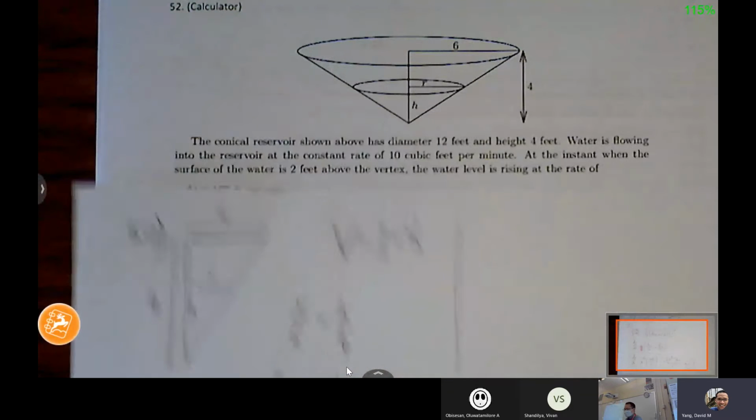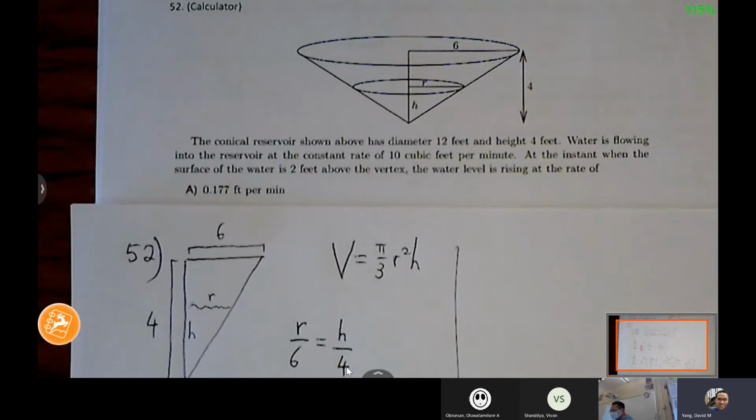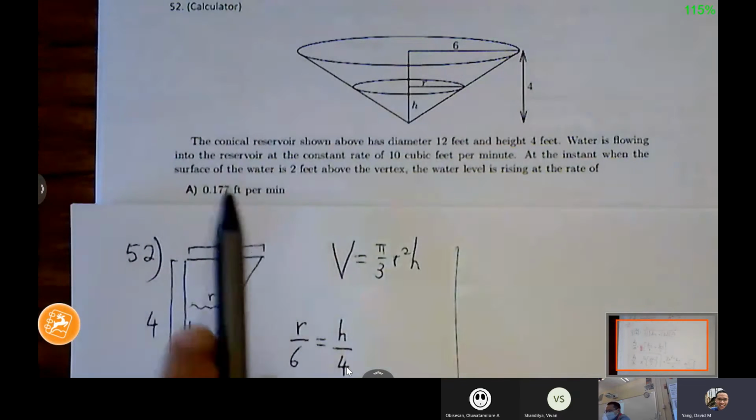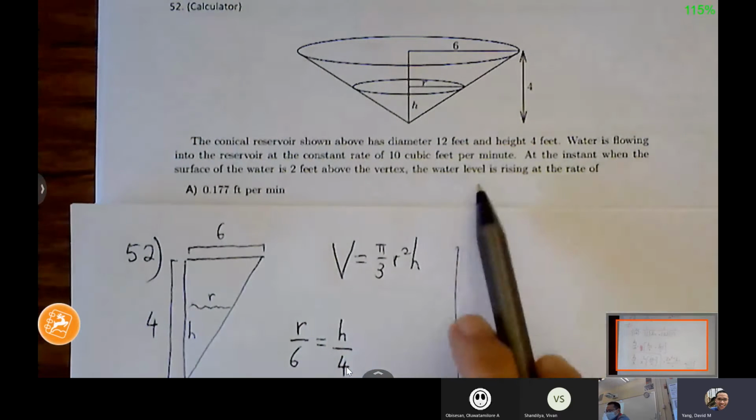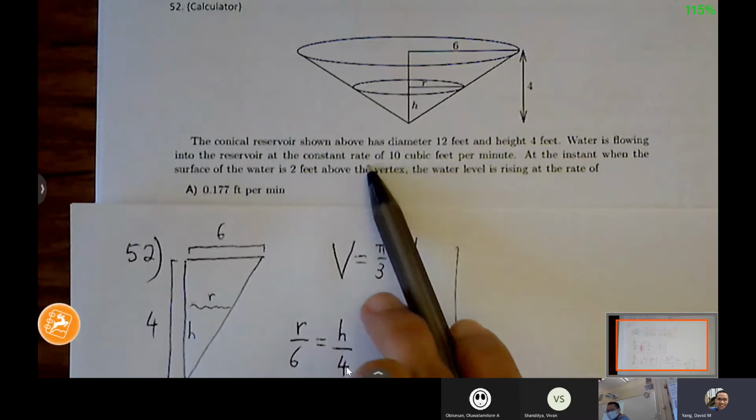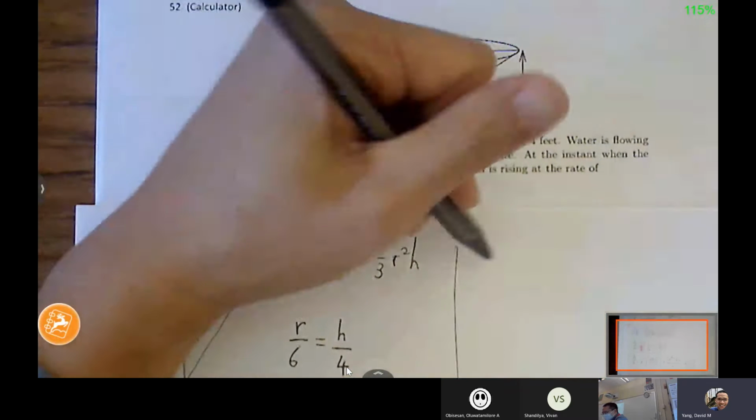Okay, let's gather some more information here. We have a cone reservoir, diameter 12, height 4. Water is flowing into the tank at a constant rate of 10 cubic feet. If water is flowing in, we know that volume is increasing and it's a rate. So you know it's a dV over dt.